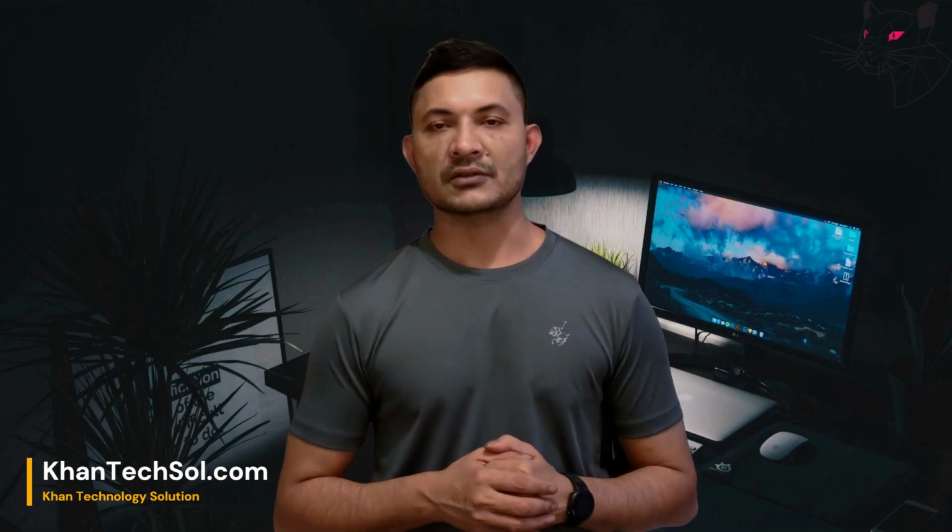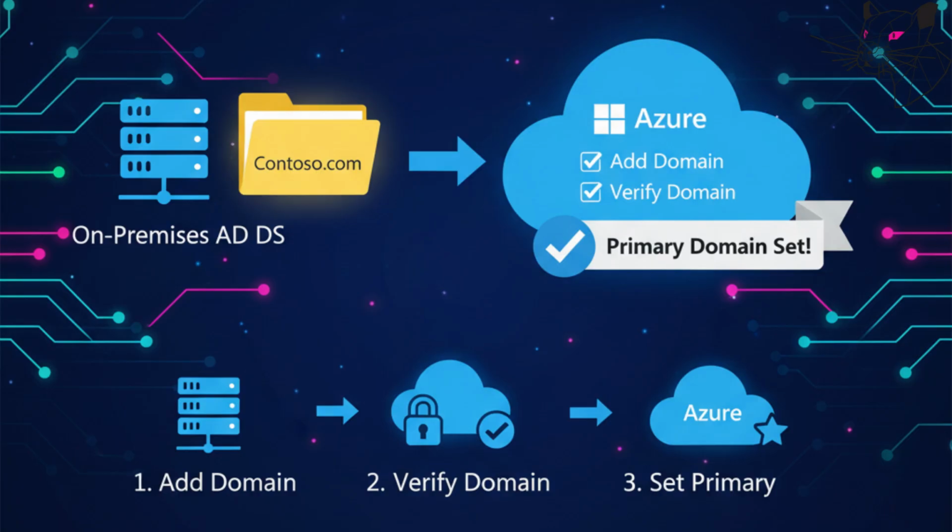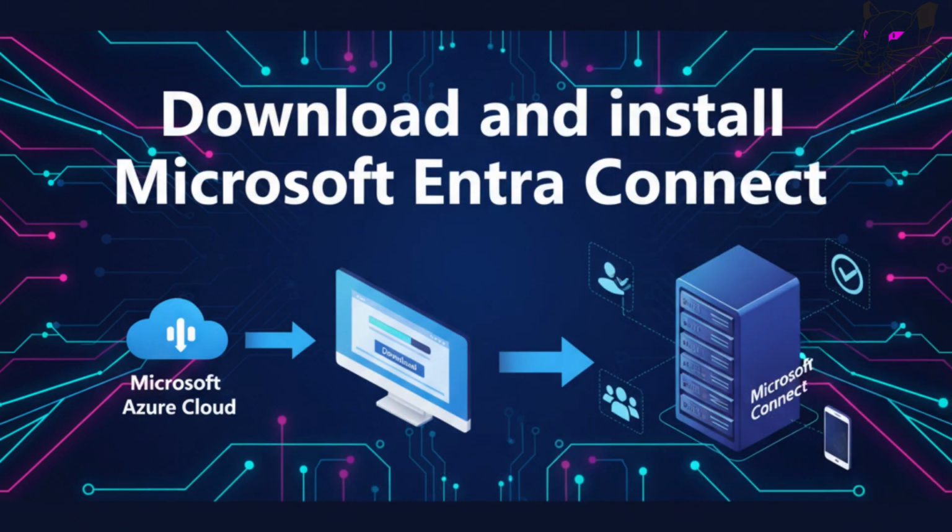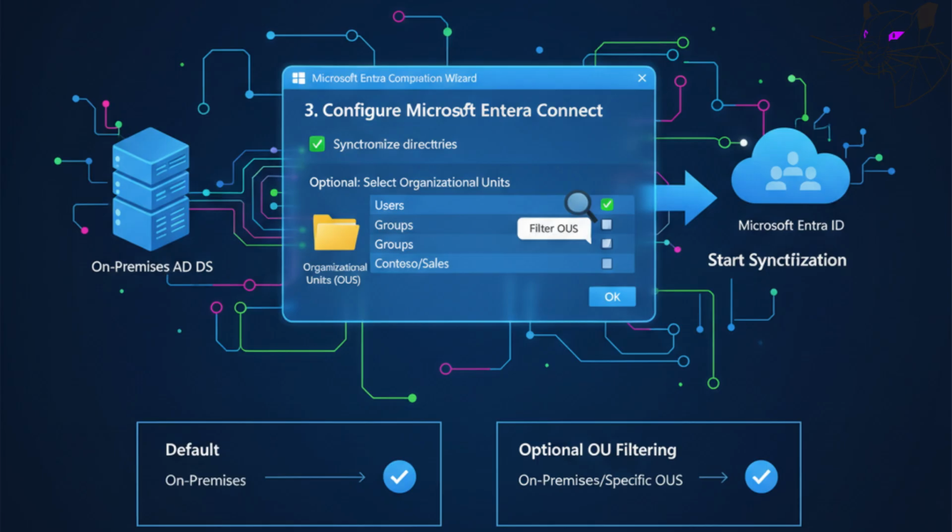Requirements. After you have set up Azure with an Active Directory tenant, you must complete the primary tasks to deploy directory synchronization using the following steps. 1. Add your ADDS domain into Azure, verify the domain, and then set the domain as the primary domain. 2. Download and install Microsoft Entra Connect. 3. Run the Microsoft Entra Connect configuration wizard.